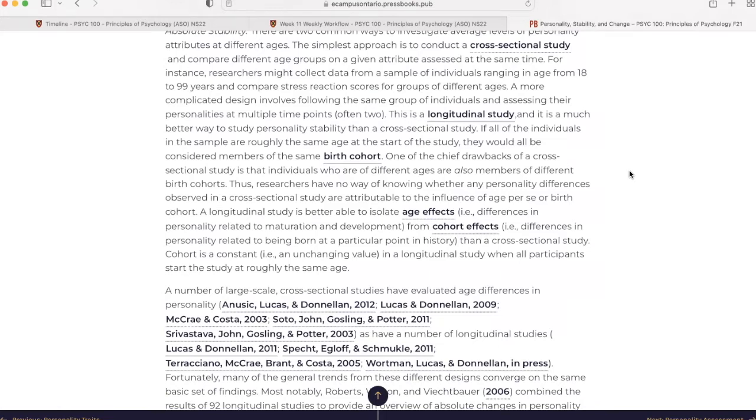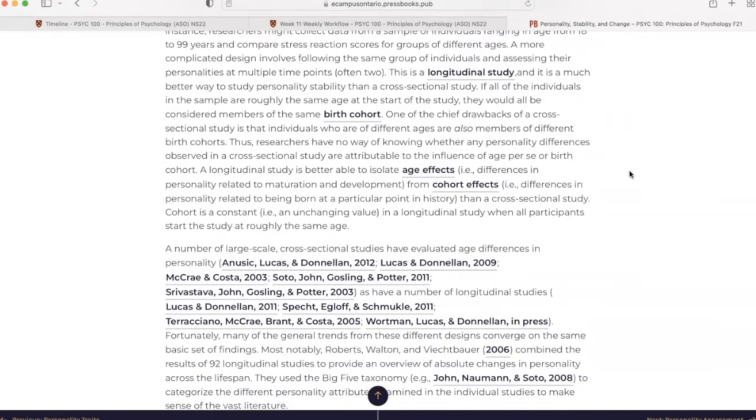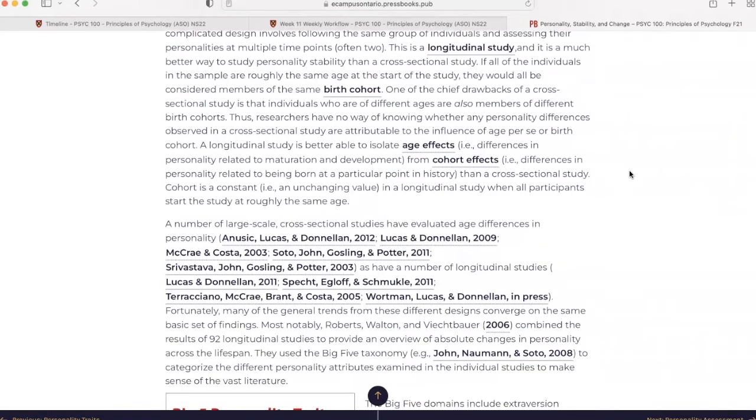Thus, researchers have no way of knowing whether any personality differences observed in a cross-sectional study are attributable to the influence of age per se or birth cohort. A longitudinal study is better able to isolate age effects, i.e., differences in personality related to maturation and development, from cohort effects, i.e., differences in personality related to being born at a particular point in history, than a cross-sectional study. Cohort is a constant, an unchanging value, in a longitudinal study when all participants start the study at roughly the same age.